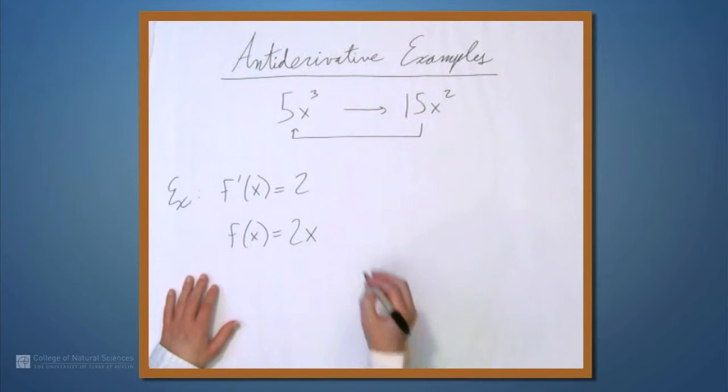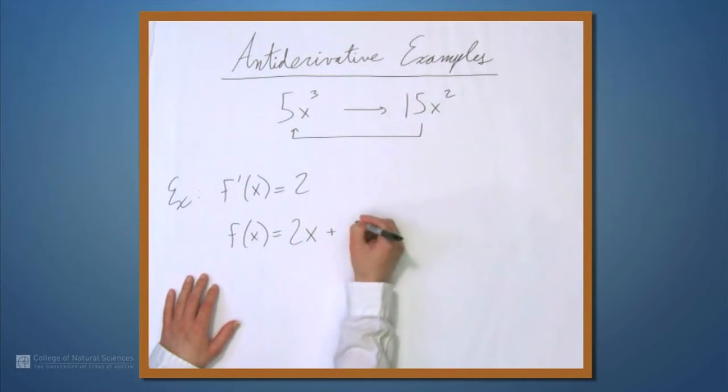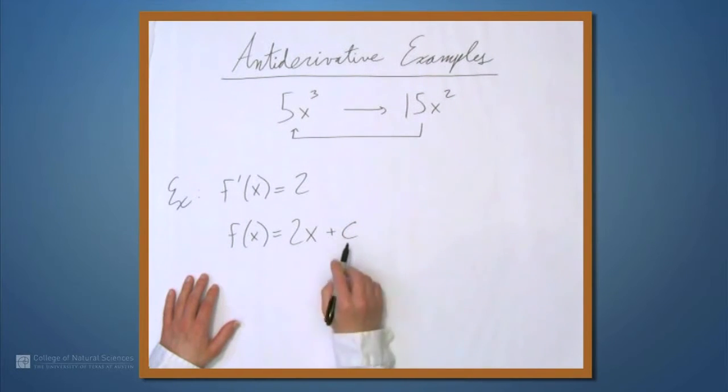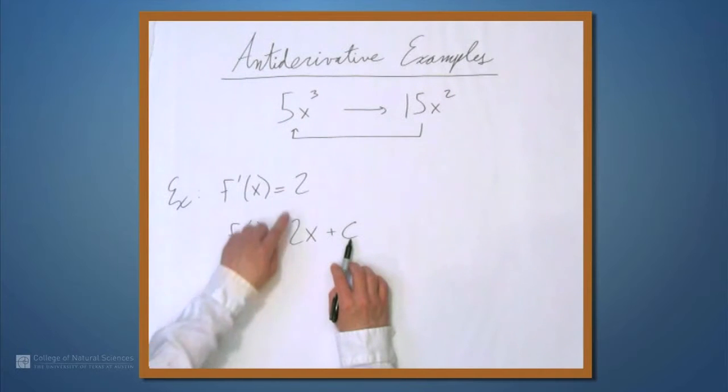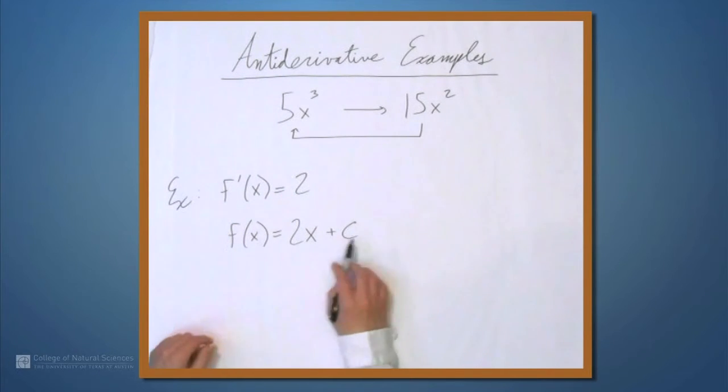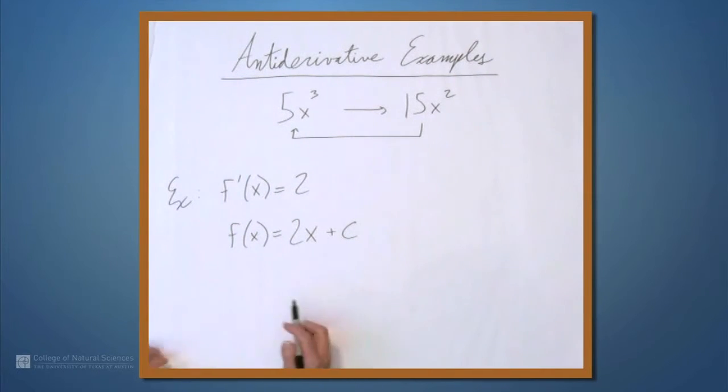Now, if we want to be thorough, we need a plus c on the end of this, where c can be any constant. Because if we make this 7, then the derivative of 2x plus 7 is still just 2. Right, so plus c makes this general. Let's get another example.